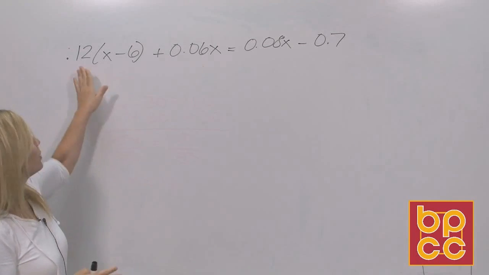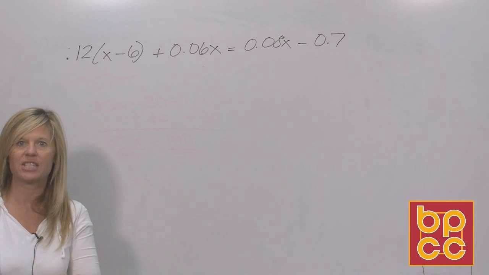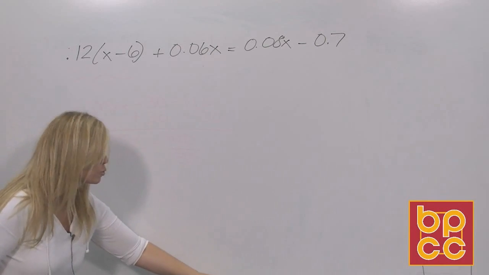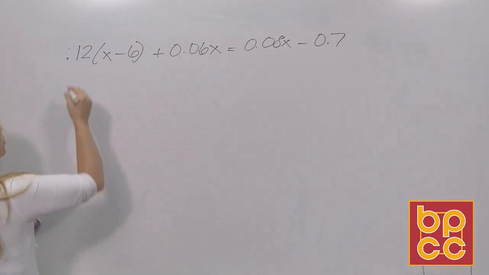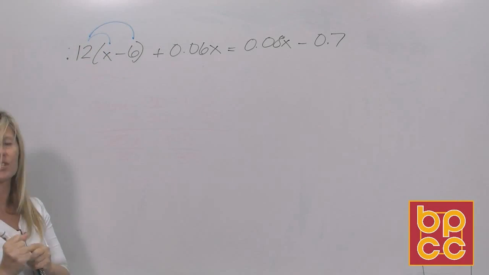So guys and gals, you can't deal with the decimal points yet. The decimal numbers have to stay until you get rid of the parentheses. So we're going to have to use what property? That's right, we're going to use our distributive property. And we're going to distribute to get rid of our parentheses.